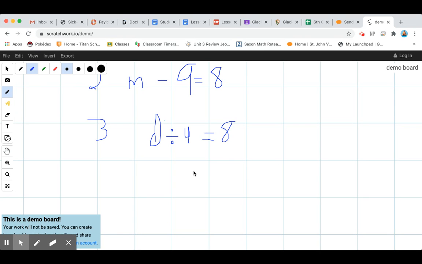Number 4, I know some of these problems ask you to explain. Honestly, if you show your work, that is an explanation for me.